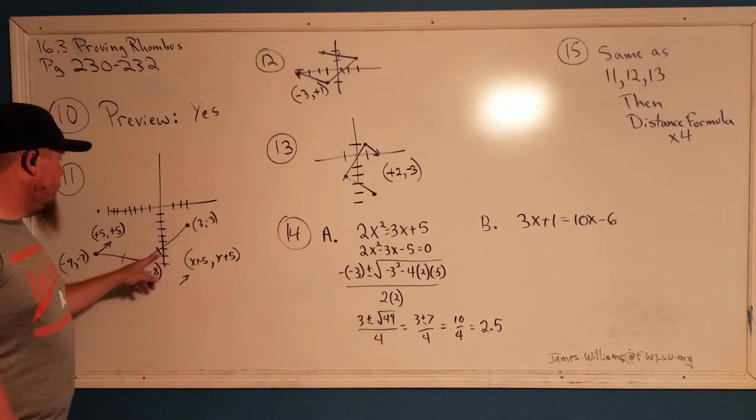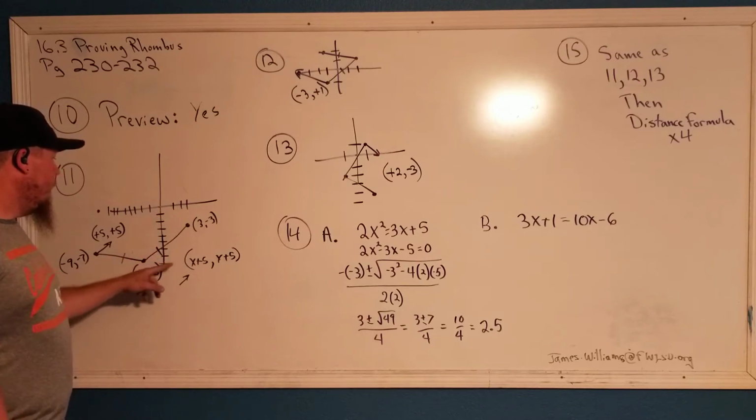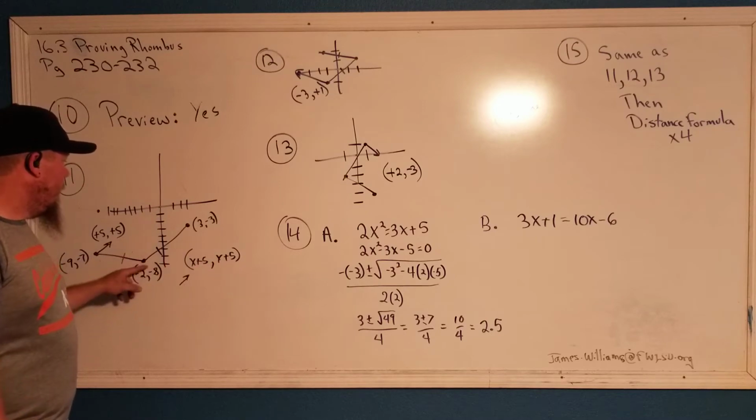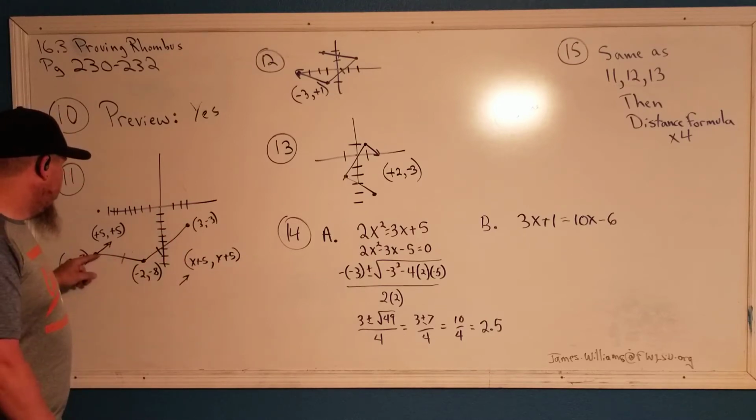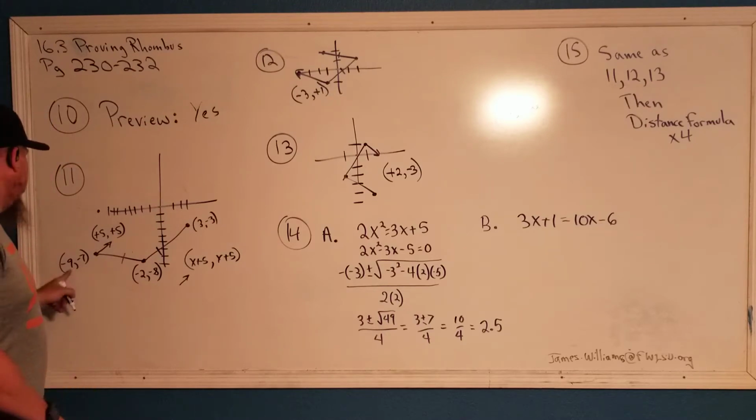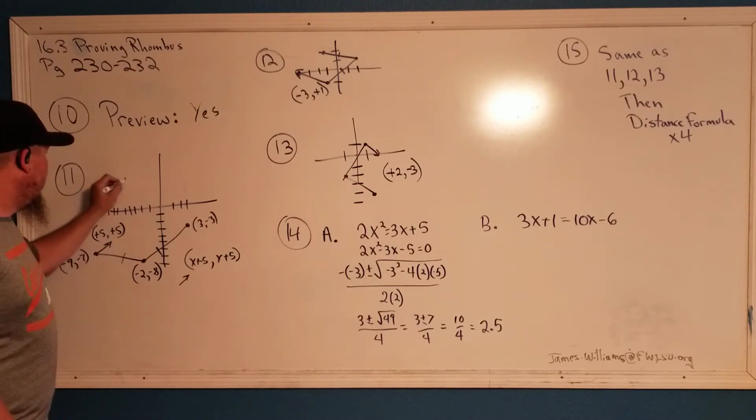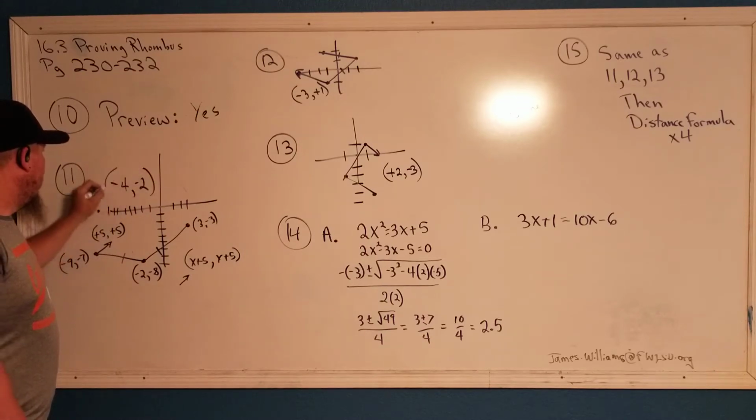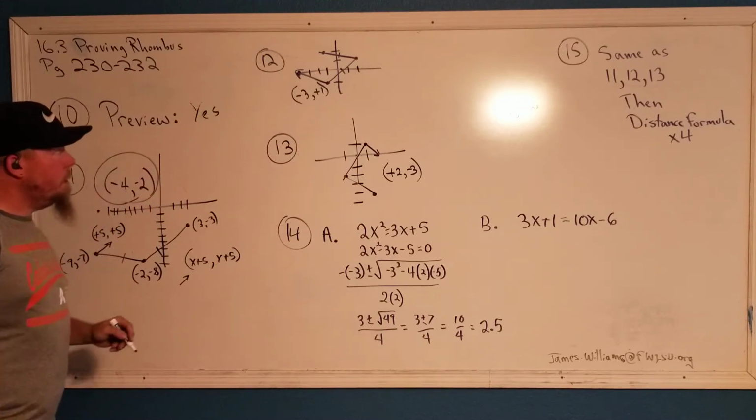If you notice the change right here, x is plus 5 and y is plus 5. We go over 5 and up 5. So we're going to do the same thing here, plus 5 and plus 5, to our original point, negative 9, negative 7. Negative 9 plus 5 is negative 4, and negative 7 plus 5 is negative 2. So that is our answer for number 11.